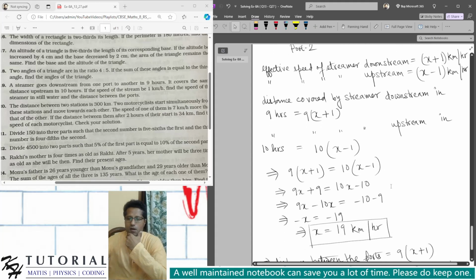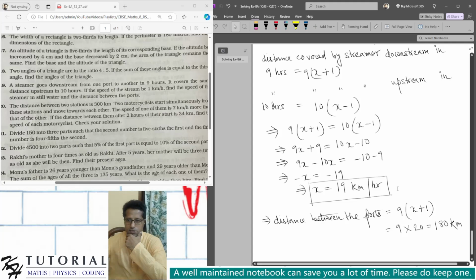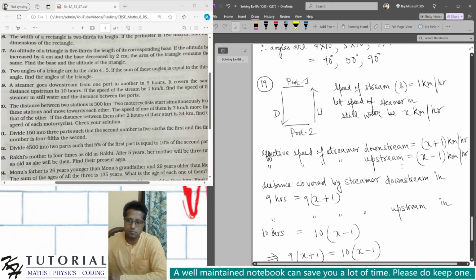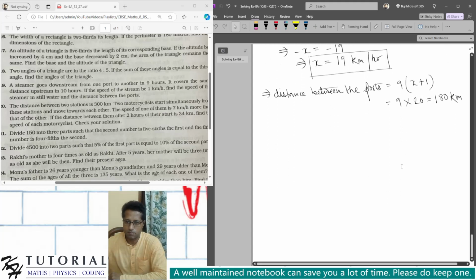And hence we get the equation 9 into x plus 1 is equal to 10 into x minus 1. From here we can solve for x, and x is the speed of the streamer in still water. And from there we can say that the distance between the two ports is either 9 into x plus 1 or 10 into x minus 1. Both will give the same value. So the distance between the ports is 180 kilometer. This was a little conceptual problem.